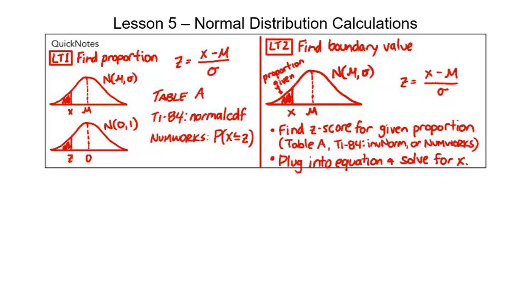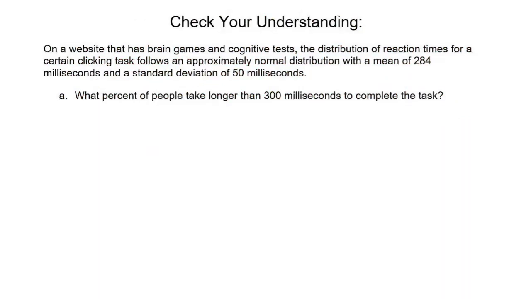If I'm given a proportion, I'm given a percentage, then we have to find the z-score that has that proportion, work backwards, or you do inverse normal. If you find the z-score, you've got to plug it in and work backwards to solve for x. All right? I would like you guys to take about 5 minutes working with a partner. I want you to do part A and B on the check your understanding. Part A and B.